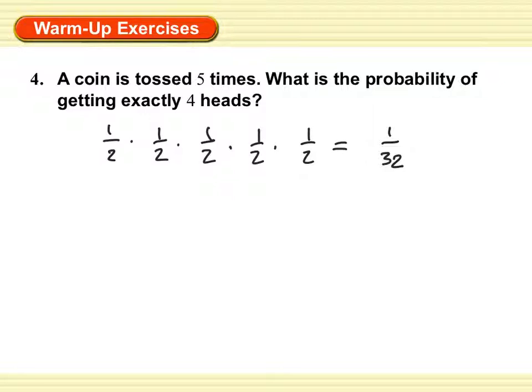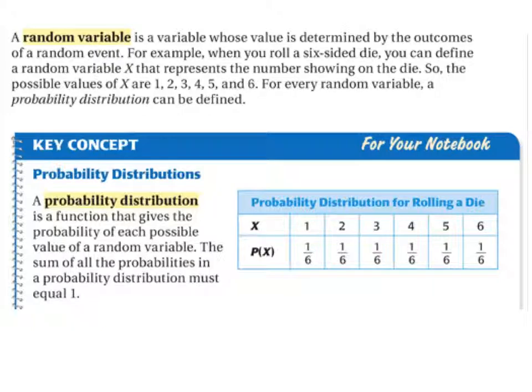All right. Another review. A coin tossed 5 times. What is the probability of getting exactly 4 heads? Okay, heads, heads, heads, heads. Not heads. Still, right? We get our answer. Moving on to the new material.